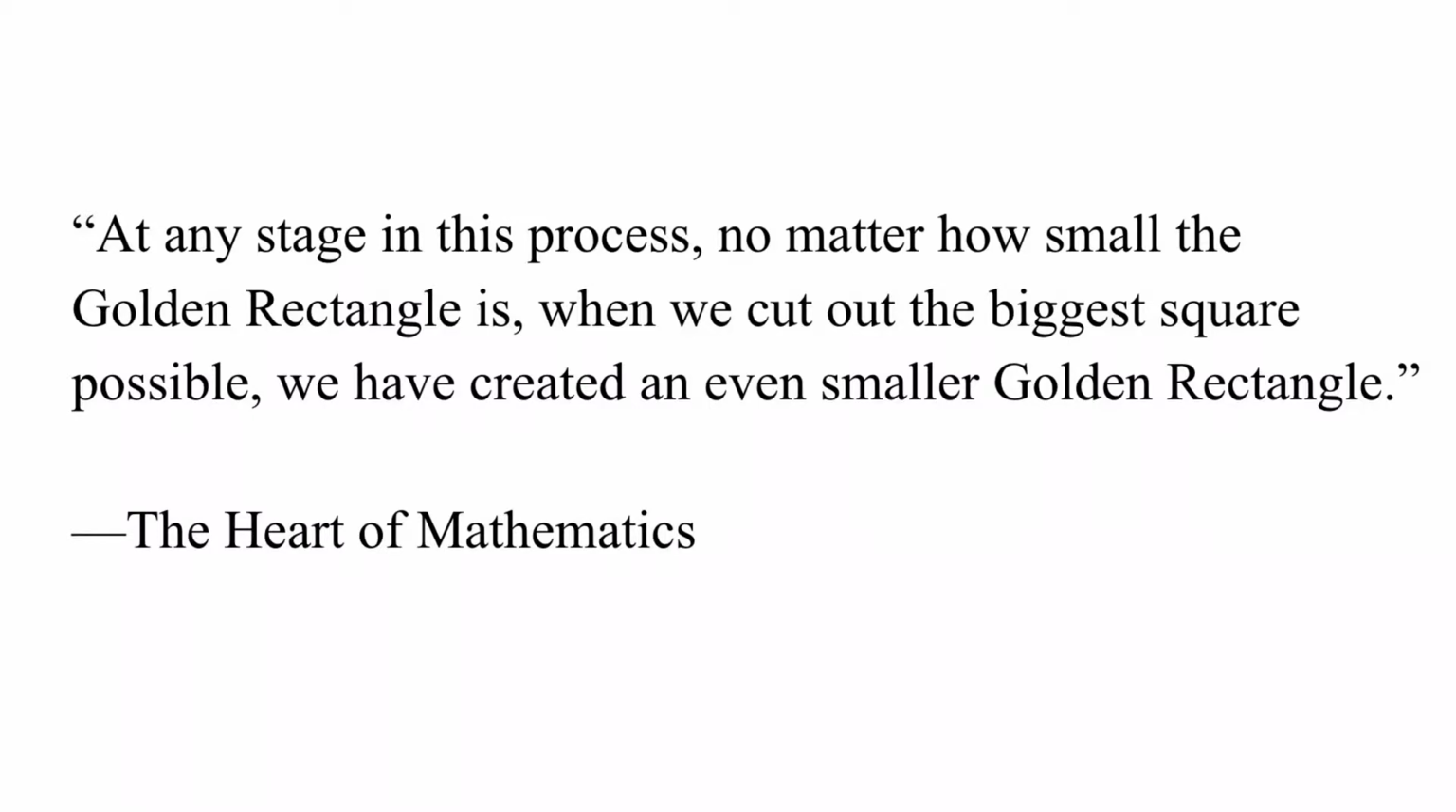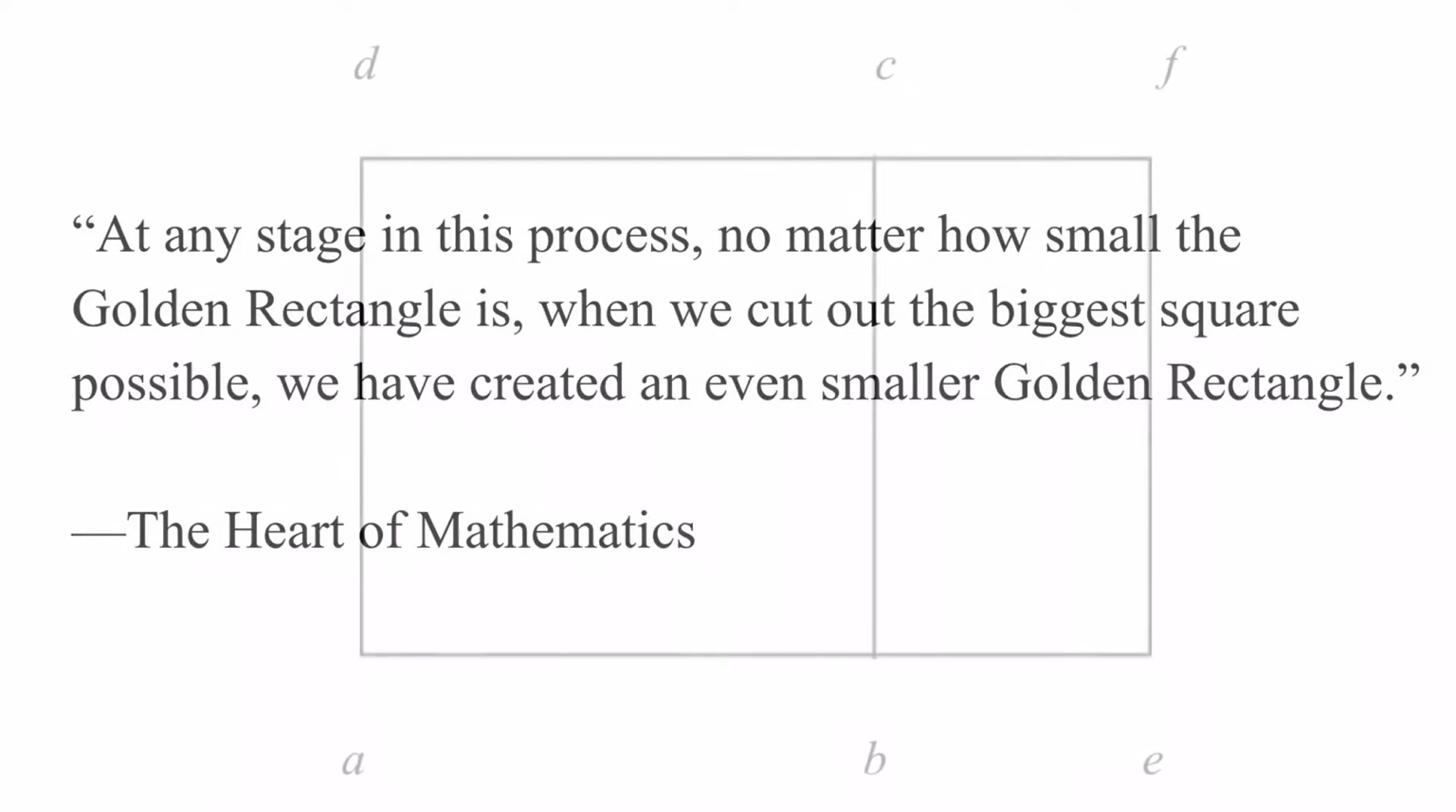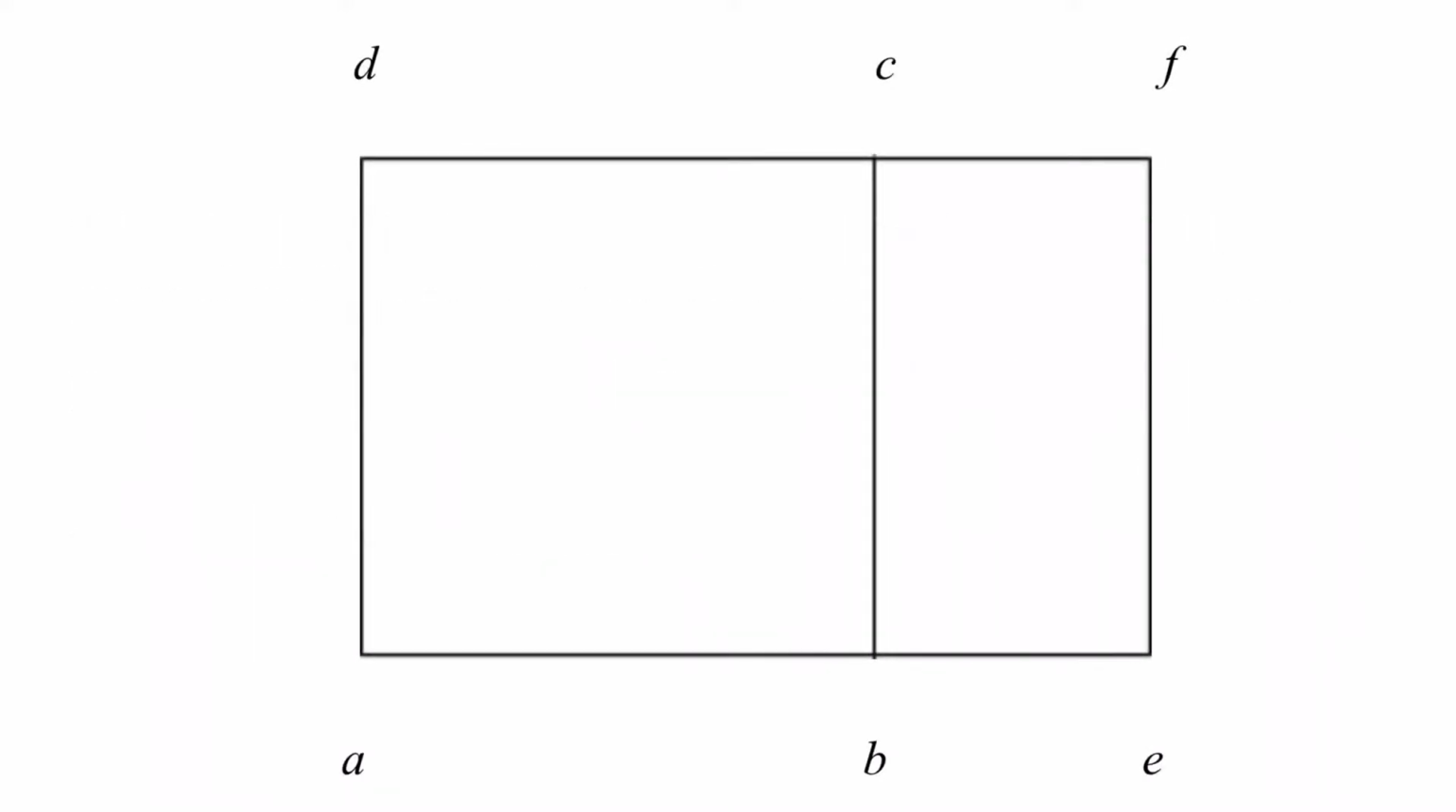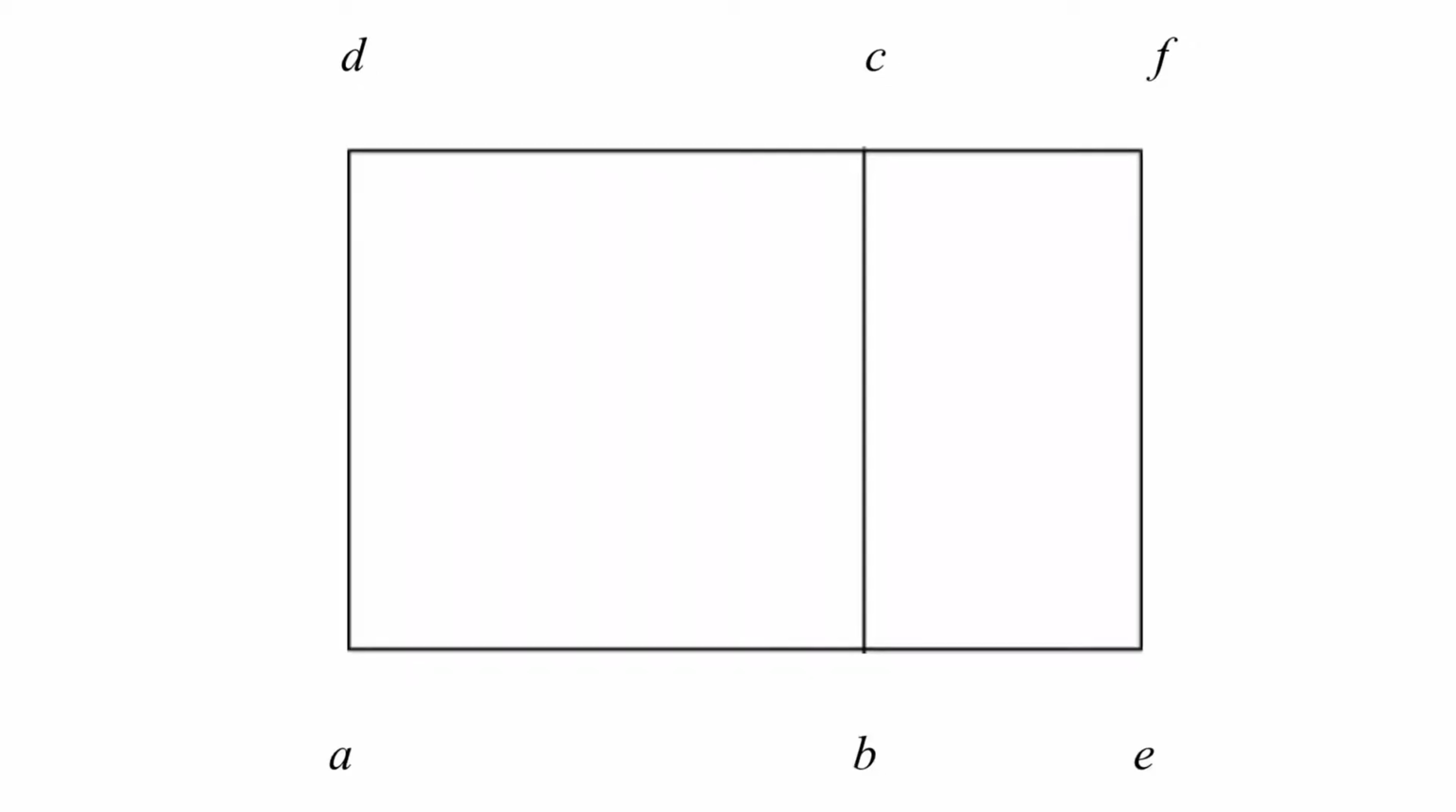This property, as stated in the Heart of Mathematics textbook, reads that at any stage in this process, no matter how small the golden rectangle is, when we cut out the biggest square possible, we have created an even smaller golden rectangle. We want to prove that the smaller rectangle in this golden rectangle is a golden rectangle as well. We take a look at this diagram.